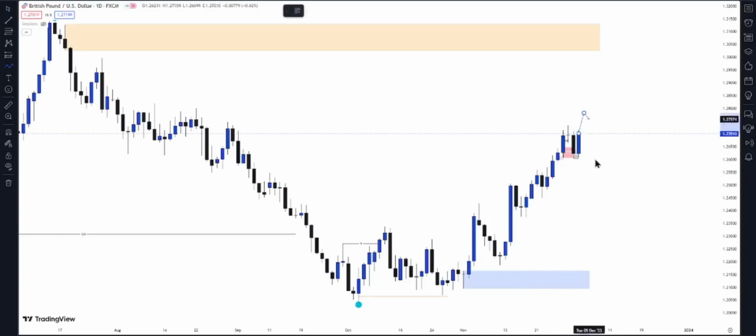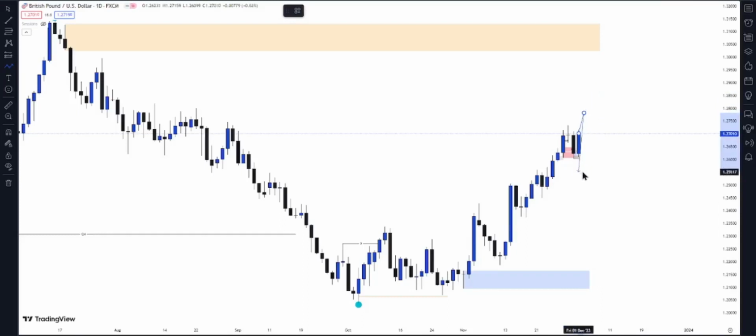Once it takes out this high and comes back down to take out this inducement here, after that inducement, if price gives us any form of lower time frame confirmation using TNCP, we will be more than happy to take price higher. So that's the first scenario that can happen.